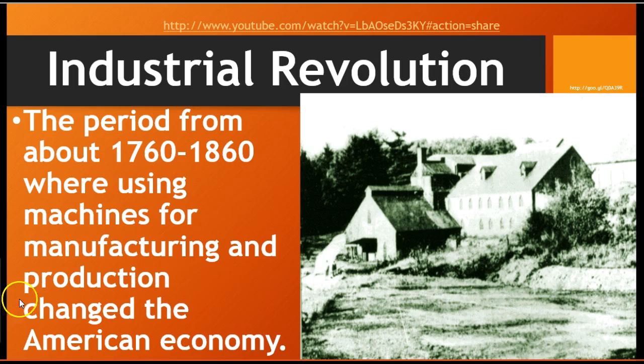And the picture that I have here on the right-hand side of the page is of Cornwall iron furnace, which is still there today in Lebanon County, and you can go visit it. It's one of the oldest iron furnaces in the country. It doesn't operate anymore, but it is a museum, and you can go take tours, and a very big part of Lebanon County history.